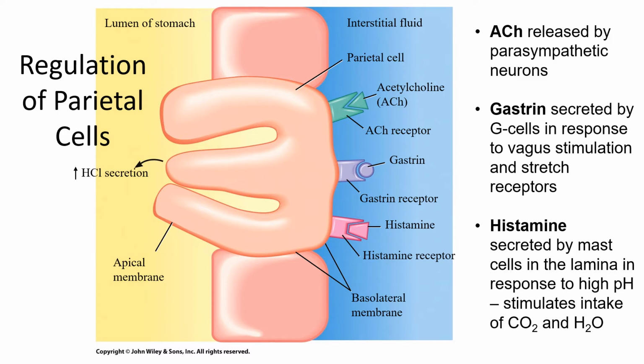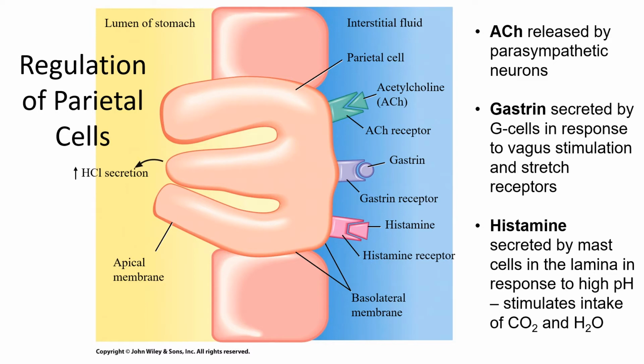The parasympathetic neurons will stimulate the parietal cells to release hydrochloric acid. We have acetylcholine, which is a very common neurotransmitter, that's going to be released into the synapse between these neurons and the cell itself.